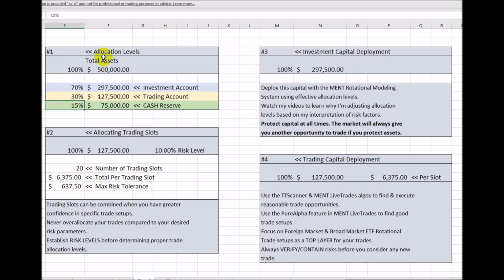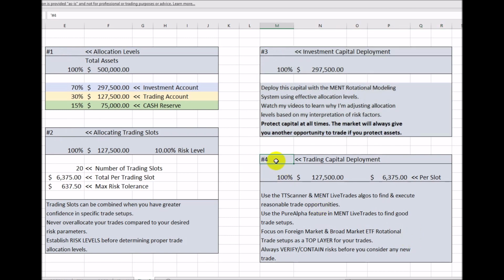And what that gives you the ability to do, again, ladies and gentlemen, is very efficiently manage and execute your trades. Okay? So this is really the 4-step process of how it works. Figure out your allocation levels, then determine how many trading slots you're going to have and what your risk levels are based on what I'm telling you.